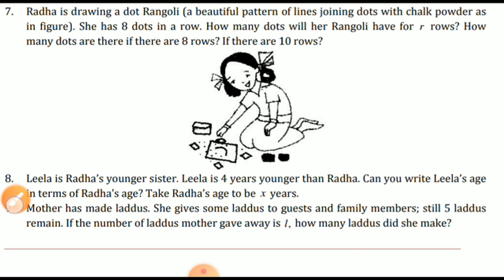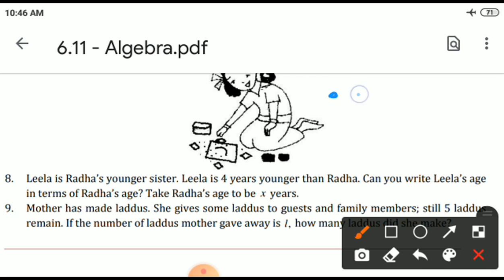Dear student, you may not know about this one. Rangoli is nothing but making dots. According to our question, in a row there are 8 dots. How many dots are there, students? 8 dots. In one line there are 8 dots. Is it there? 1, 2, 3, 4, 5, 6, 7, 8 dots are there. Okay, this is called the R. Now they ask how many dots are there for 8 rows and 10 rows. So we can make 8 rows here also. 1, 2, 3, 4, 5, 6, 7, 8.